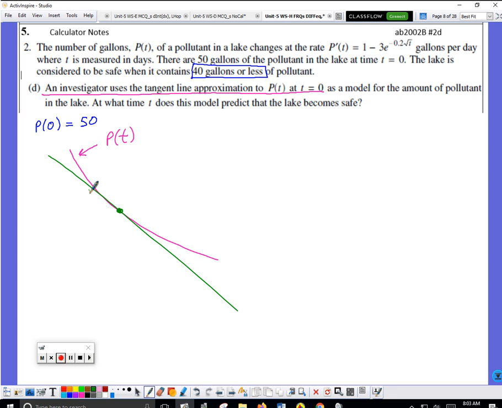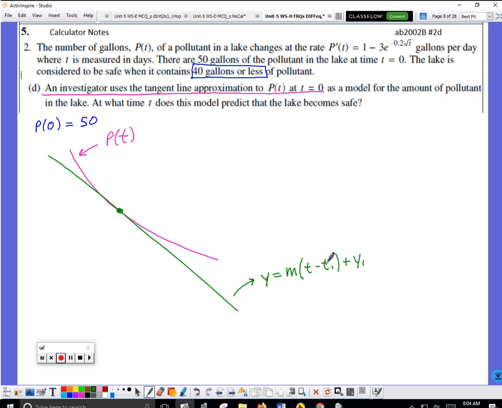So this is P. It's a formula for P prime, but this green line isn't P prime. This green line is its own equation. Because it's a line, it has an equation that looks like this. We're dealing with time now, so instead of x, we'll use t. So there are 3 equations in this problem that are important. There's the equation for P, there's an equation for P prime, and then there's an equation for this line. So the line isn't P prime, it's its own equation.